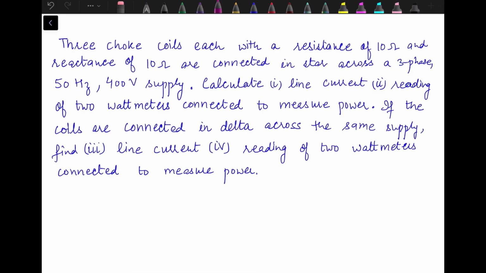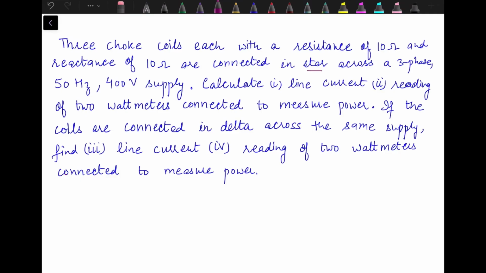Here the problem says: three choke coils with a resistance of 10 ohm and reactance of 10 ohm are connected in star across a three-phase 50 Hz 400 volt supply. Calculate line current and reading of 2 wattmeters connected to measure the power. If the coils are now connected in delta across the same supply, find line current and reading of the 2 wattmeters. It means we need to solve the problem for two different types of connections, firstly for star, then for delta.